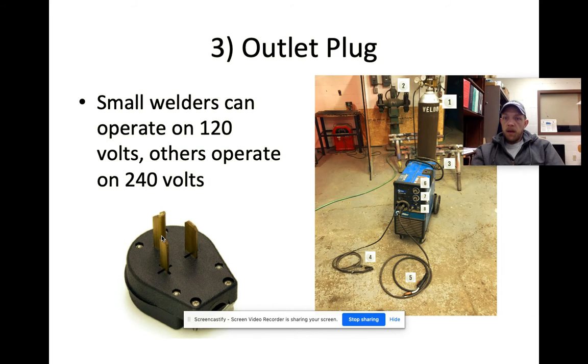Number 3 is the outlet plug, like the Lincoln stick welders that we have. This particular welder utilizes the three-prong welding plug. Some small MIG welders do operate on 120 volts, and I have a friend that's got one, and it works extremely well off a standard household outlet. If you are using a 120 volt MIG welder, you want to make sure that the amperage of the breaker in the panel that you're welding with is sufficient to handle that. Otherwise, it may trip the breaker.